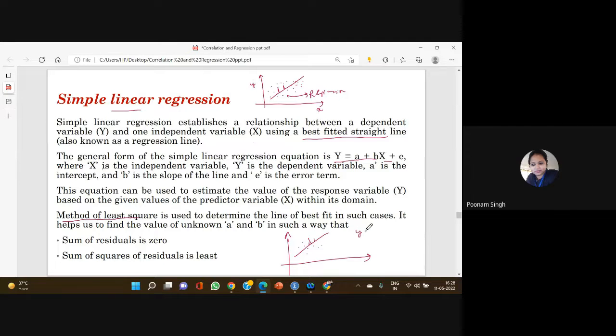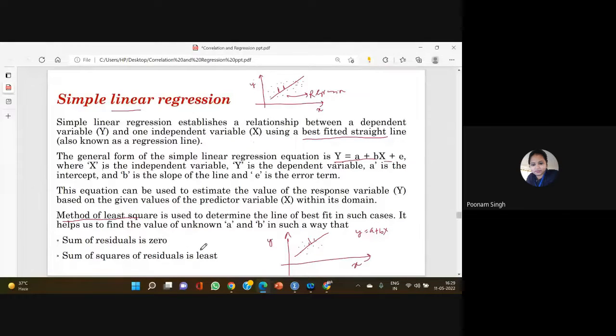If this line is to be fitted, or this model is to be fitted to the given data, then model fitting means we need to calculate the values of a and b, and for different values of a and b, we can draw different lines for this data. But our aim is to find the line of best fit. To draw that, the method of least squares is used.